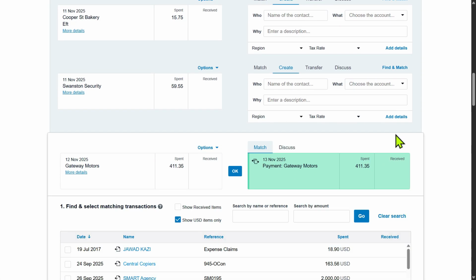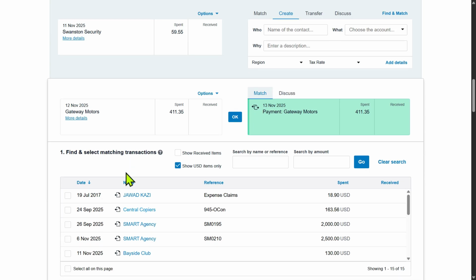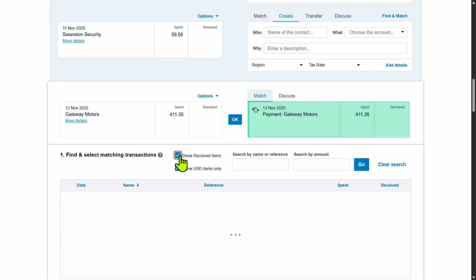refund, then Xero will list all outstanding transactions for that customer, including any unused credit notes or overpayments. Now, tick the checkbox next to the correct credit note or overpayment that corresponds to the refund amount.